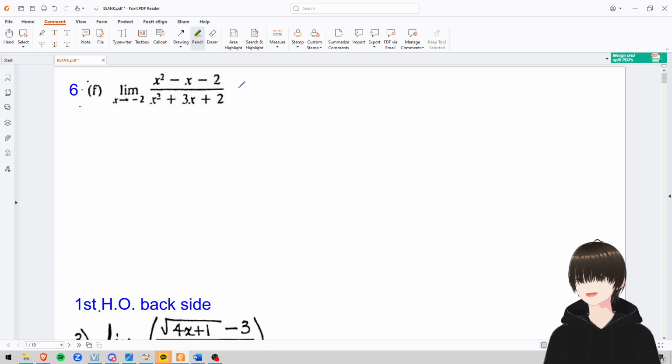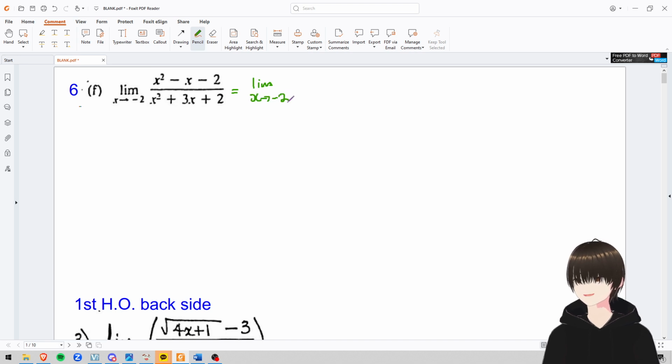So starting off, when I plug it in, just to confirm whether it's an indeterminate form or not, I actually don't get that. If I plug it in, I have -2 squared, -2, and -2 over -2 squared, -2 times 3, plus 2. What I get is 4 over 0. So it's not an indeterminate form, but just to double check to make sure there's nothing we can do about it, I am going to go ahead and simplify, see if something actually works.